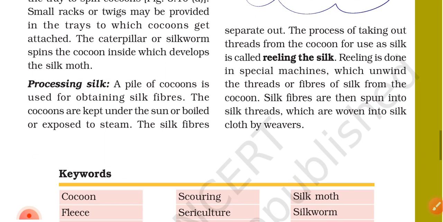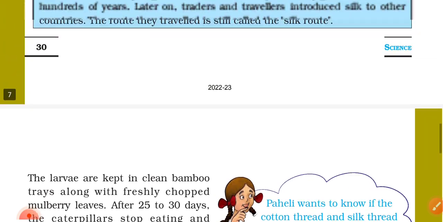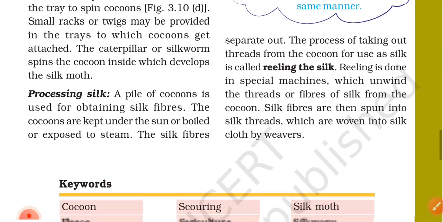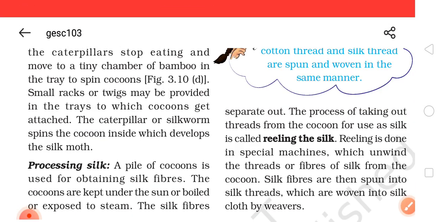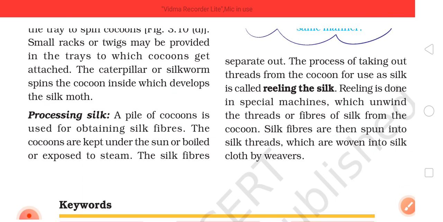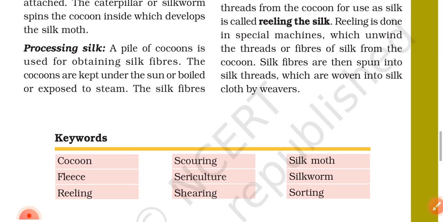Processing silk. A pile of cocoons is used for obtaining silk fiber. The cocoons are kept under the sun or boiled or exposed to steam. The silk fiber separates out. The process of taking out thread from the cocoon for use as silk is called reeling the silk. Reeling is done in a special machine which unwinds the thread or fiber of silk from the cocoon. Silk fibers are then spun into silk thread, which is woven into silk cloth by weavers.